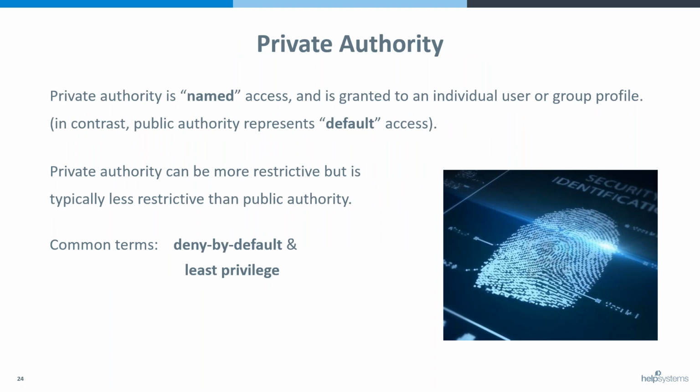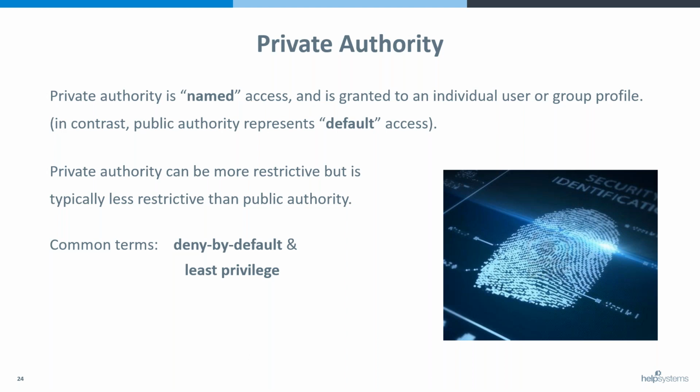All right, so that's all object. The next bullet we covered at a high level was private authority. So let's talk about that a little bit because it's an important concept. This is the named or explicit access that I introduced. It's given to a user. It's also potentially given to a group profile. Now this contrasts the public authority, which is the default access. So this is explicit to a user or a group.